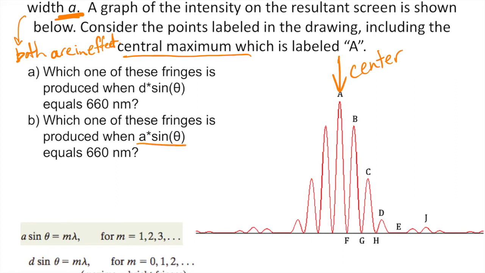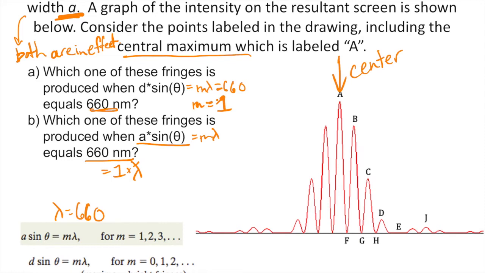All right, so we got a sine theta equals m lambda, 660 nanometers, that equals 1 times lambda, because lambda equals 660. And so now let's start with part A. d sine theta equals m lambda. And we know that it's 660 equals 660. So m equals 1.